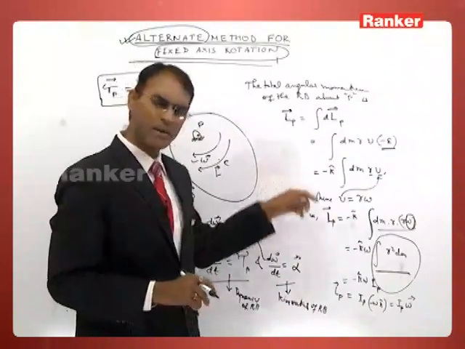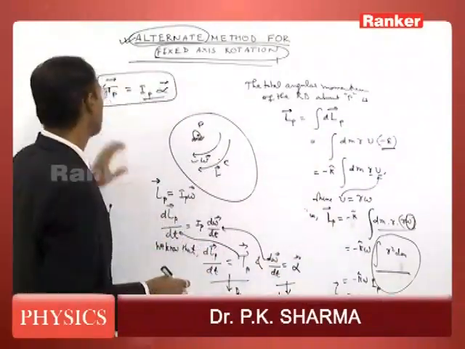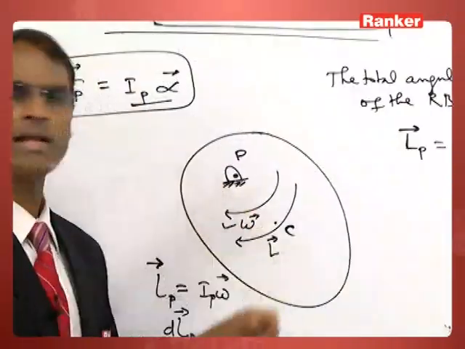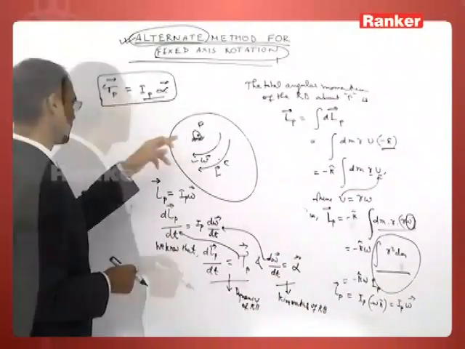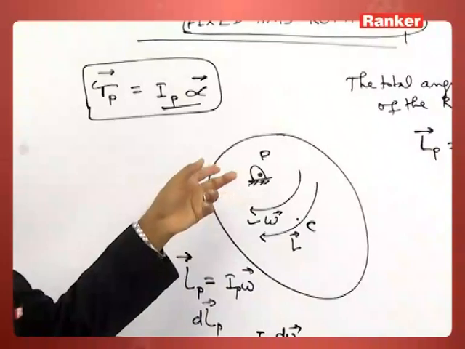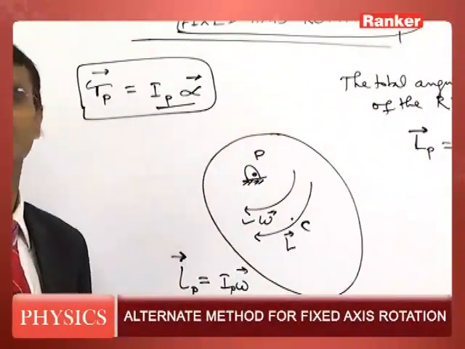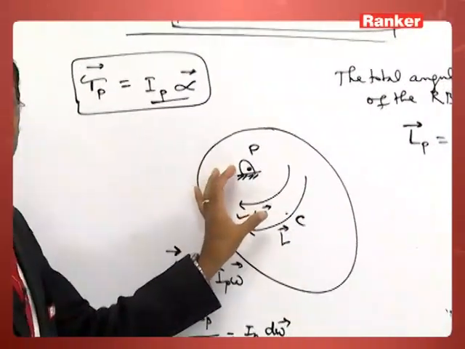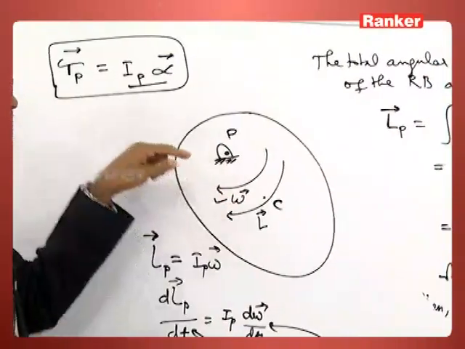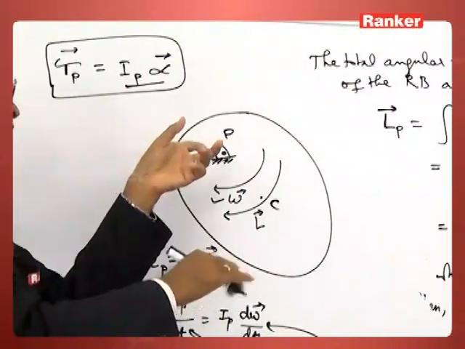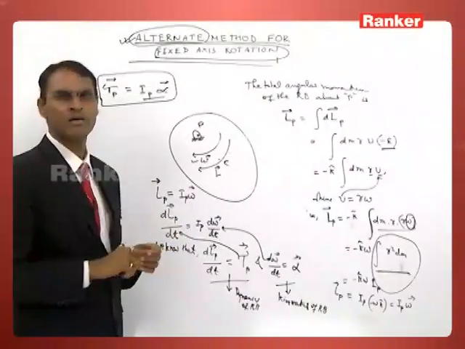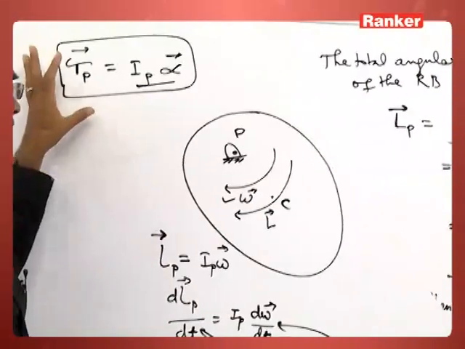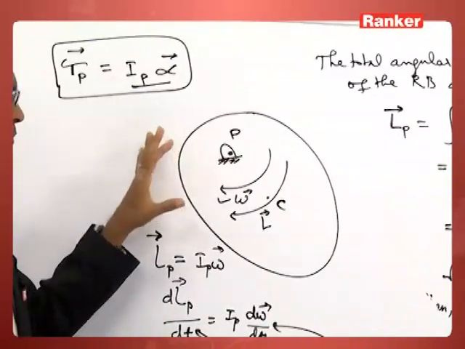So I will tell you another method to obtain the same expression by using the parallel axis theorem, which states that the moment of inertia about this point is equal to the moment of inertia about the centroidal point plus mass into the square of the distance of separation between these two points, provided the axes passing through these two points are parallel to each other. Let me proceed to get the same expression by using the parallel axis theorem.